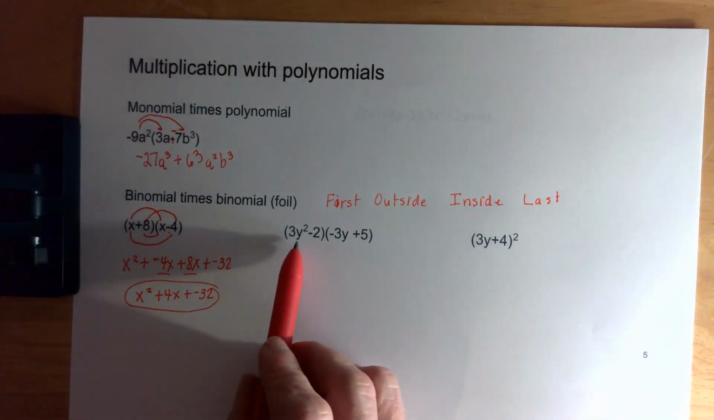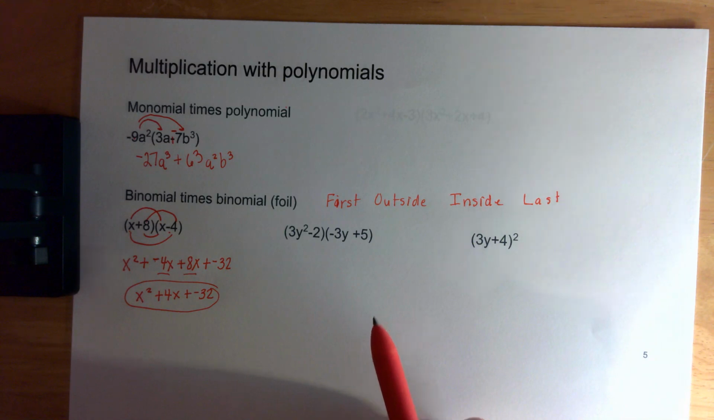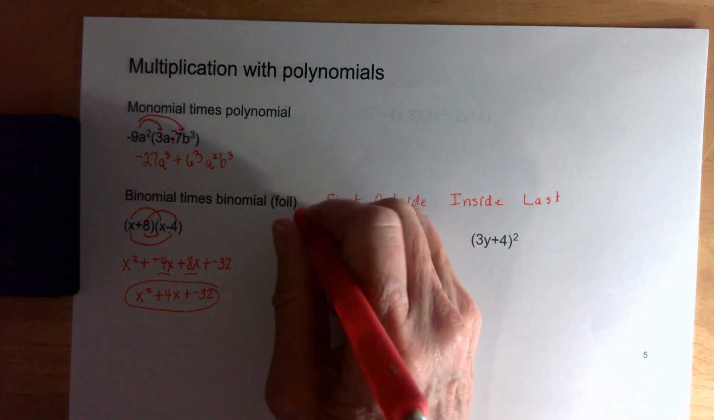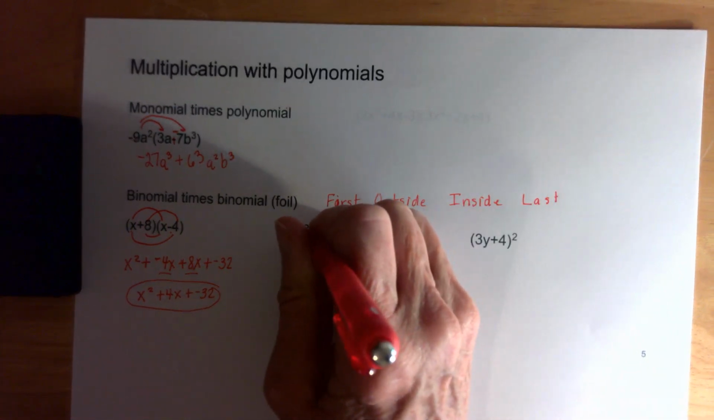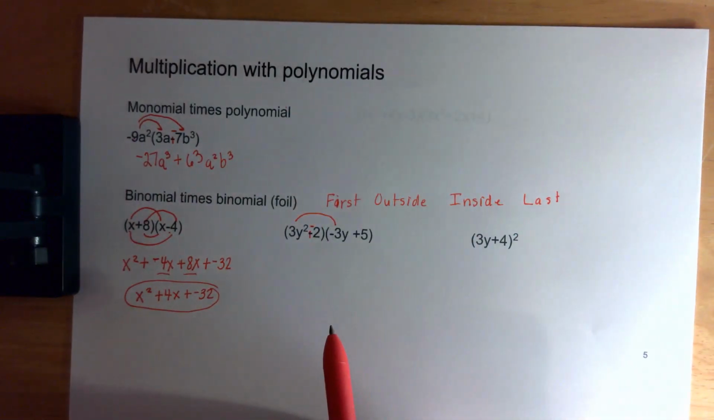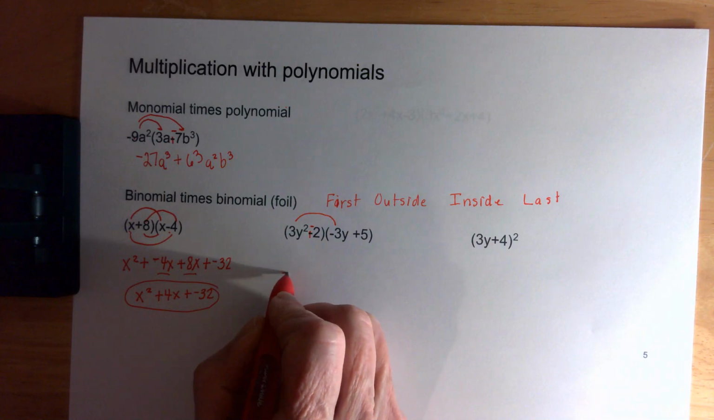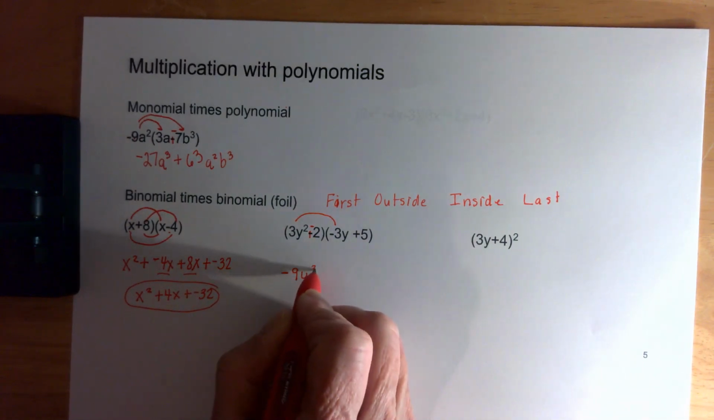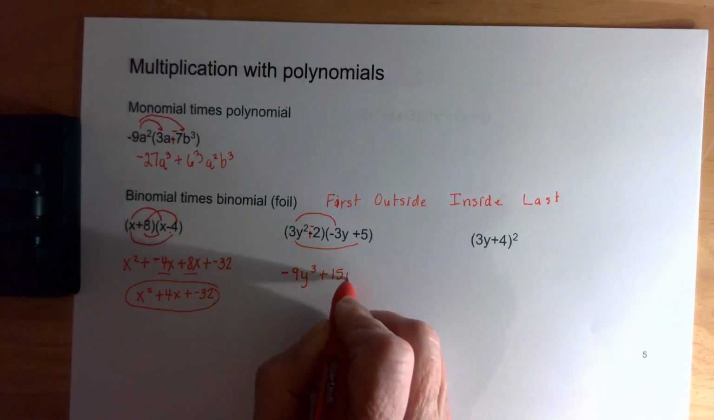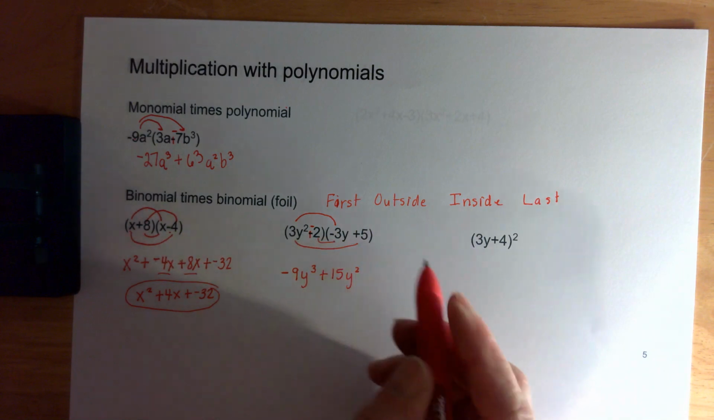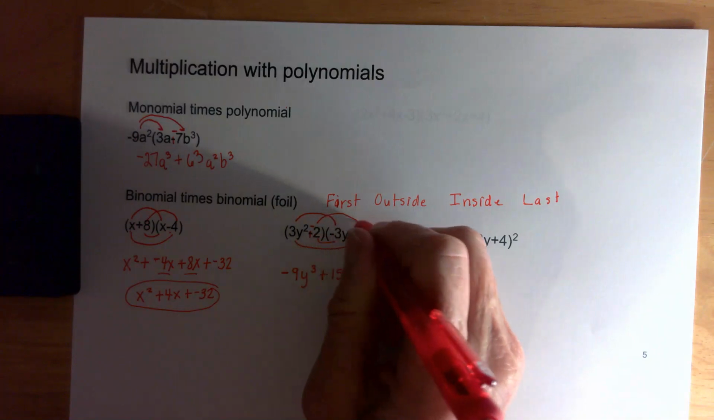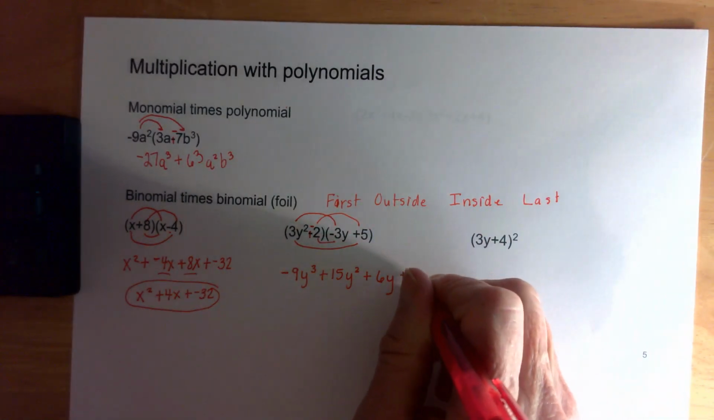This is still FOIL because it's a binomial times a binomial. That's the only time you can do FOIL, when it's a binomial times a binomial. So if you want to, you can add the opposite. It might help. Okay, so first gives me 3y squared times a negative 3y, so that's negative 9y cubed. Outside is going to give me 15y squared. Inside is going to give me a positive 6y. And last is going to give me a negative 10.